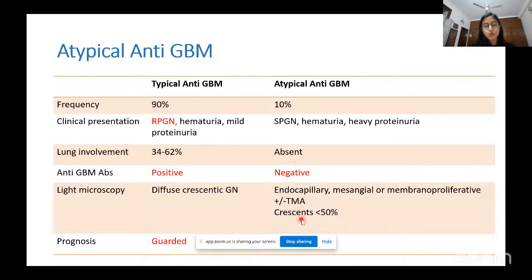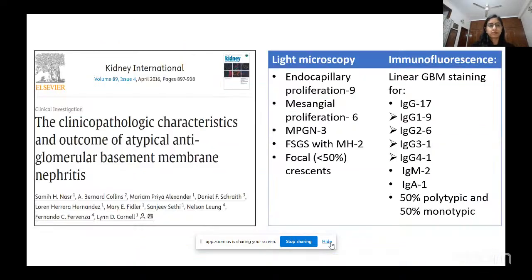The crescents are usually less than 50%, and the underlying tuft can show various patterns like endocapillary proliferation, mesangial proliferation, membranoproliferative pattern with or without a TMA. These are also less common. They have absent lung involvement and they usually have a better prognosis.